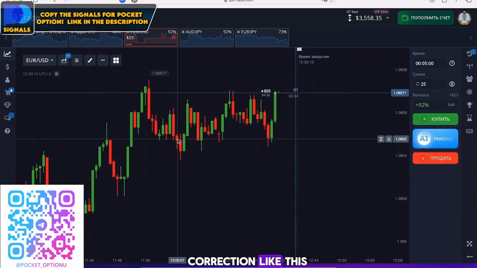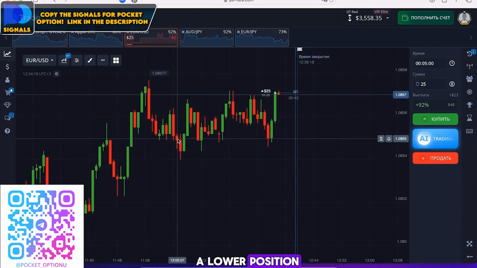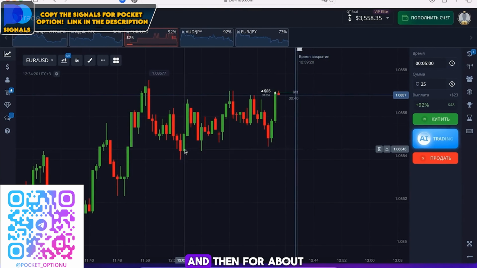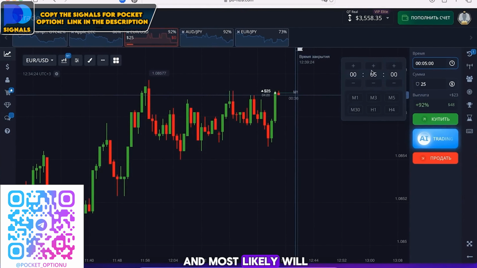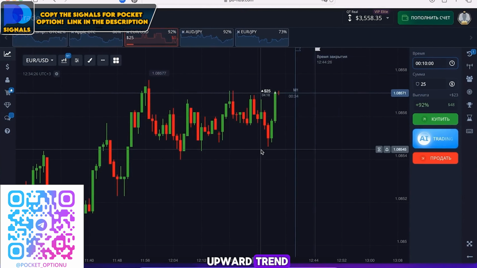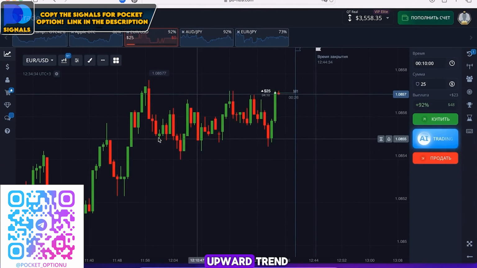If we have a correction like this, I recommend opening at a lower position during an upward trend to catch it. And then, for about 10 minutes, we can open a trade for an upward movement, and most likely we'll end up in the plus because we're in an upward trend.